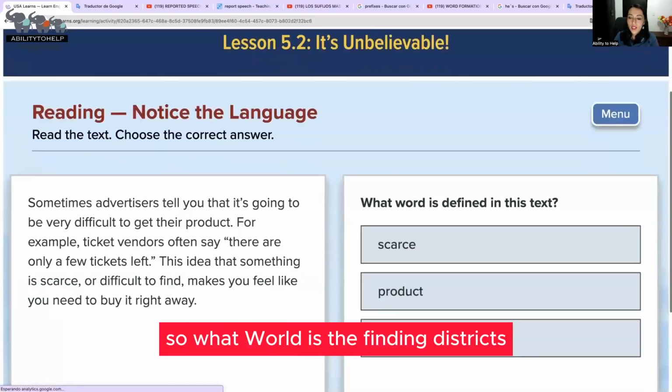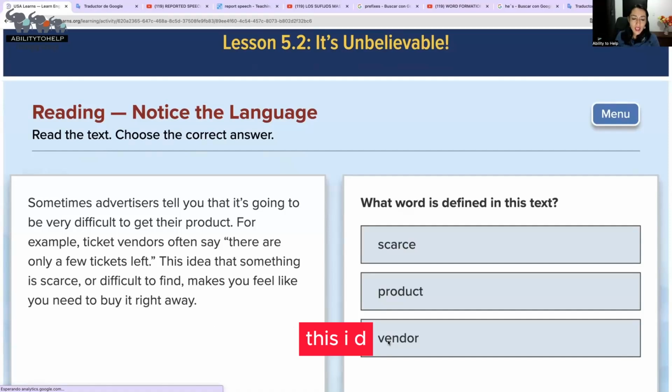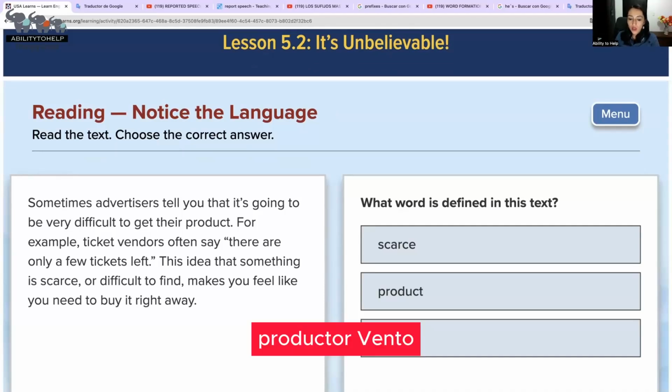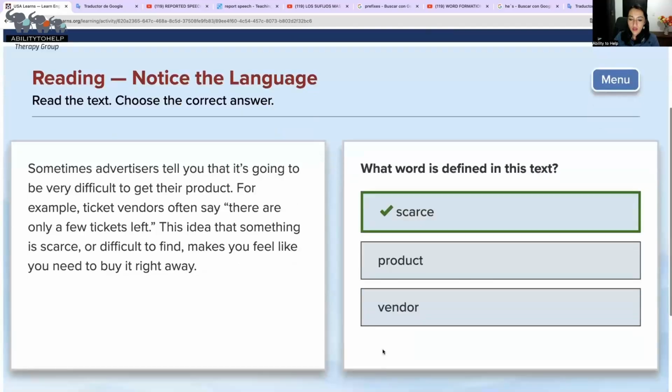So, what word is defined in this text? Sometimes advertisers tell you that it is going to be very difficult to get their product. For example, ticket vendors often say there are only a few tickets left. This idea that something is scarce or difficult to find makes you feel like you need to buy it right now, right away. So is it scarce, product, or vendor? Scarce.